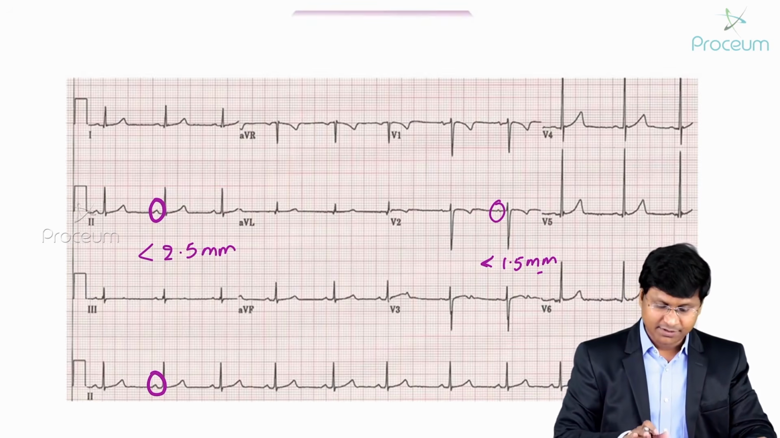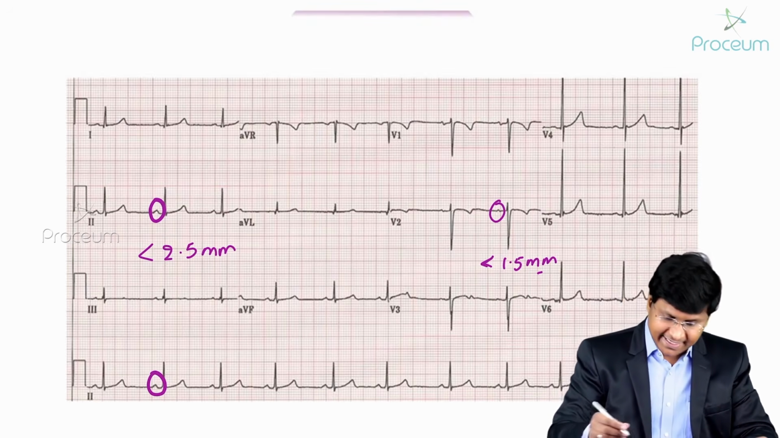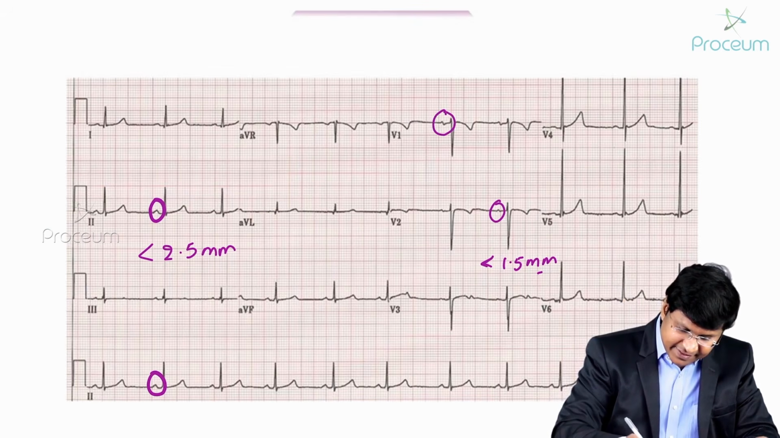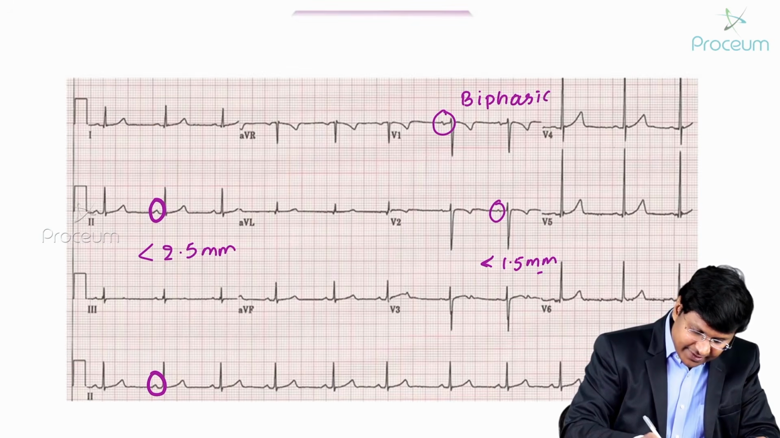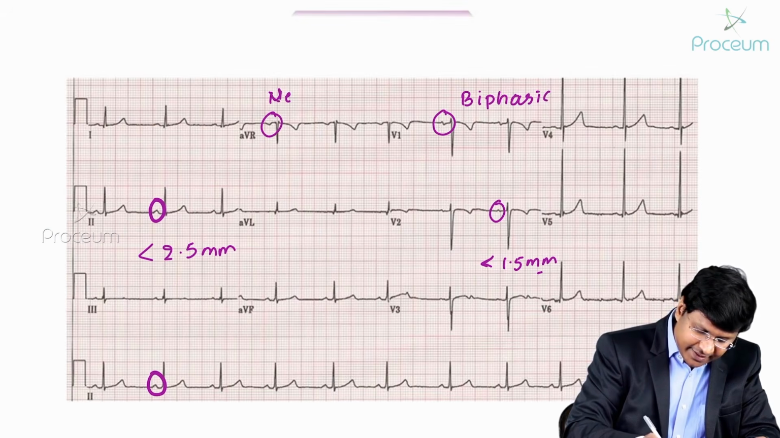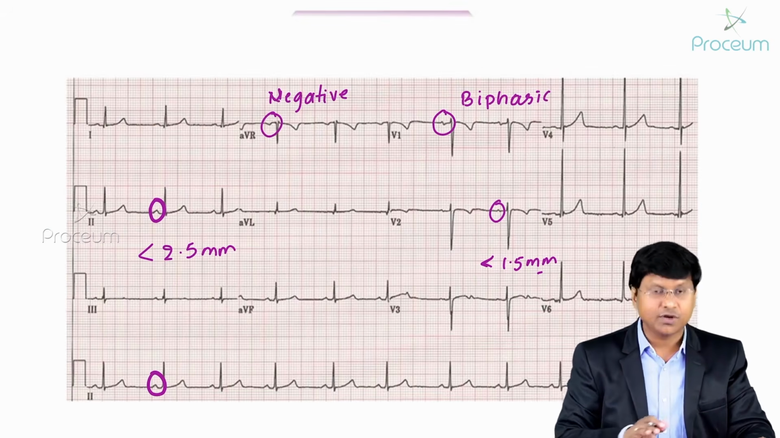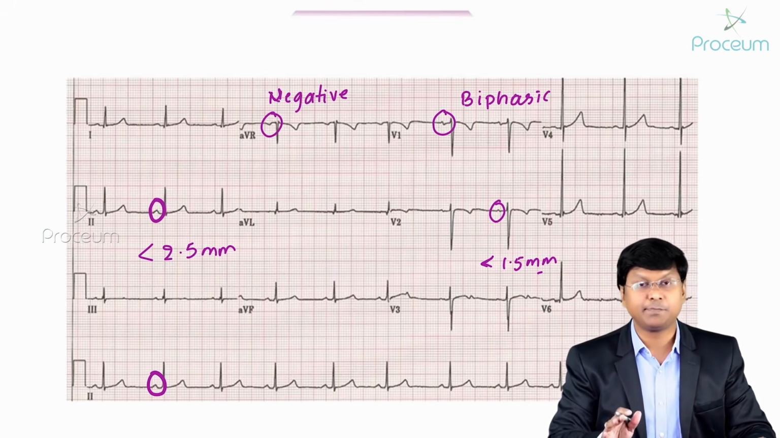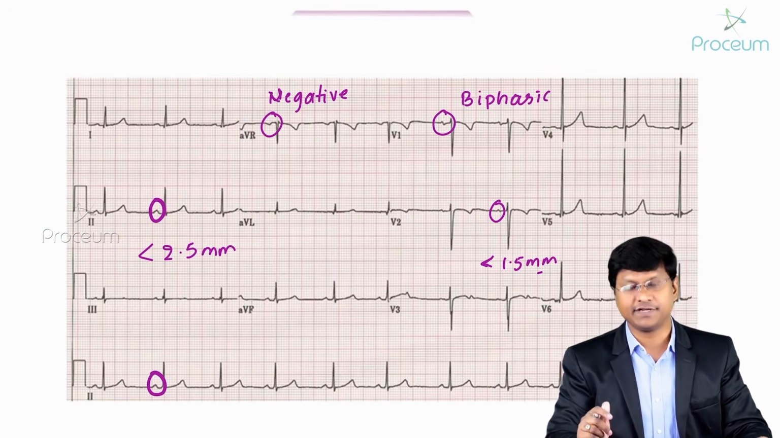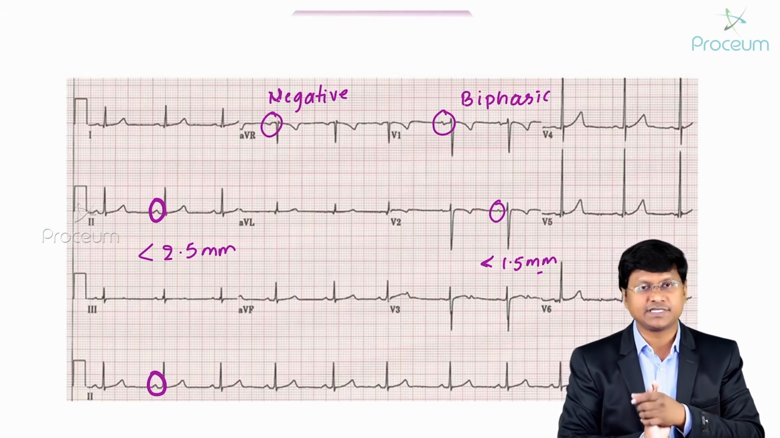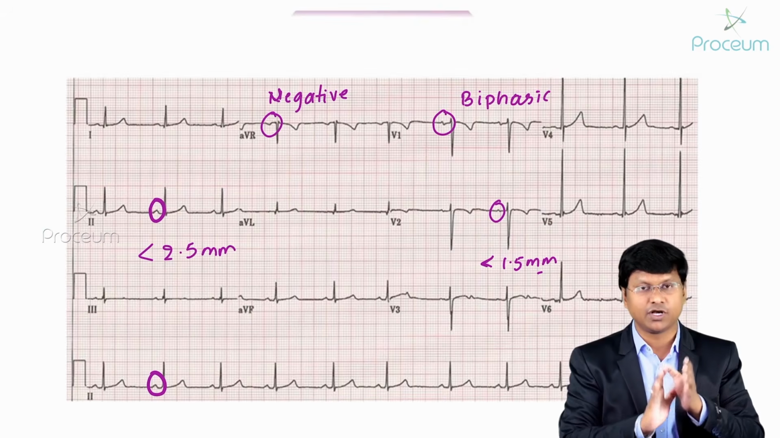So this is about the normal P wave. I have told you that in V1 it is biphasic, as you see here. In aVR, it is a negative complex, so the P wave will be negative. In all the remaining leads, it is a monophasic positive deflection. Whatever I have discussed now is completely about the normal P wave.